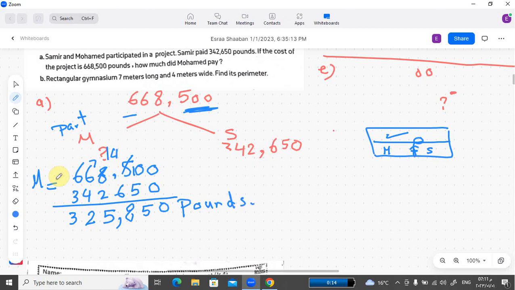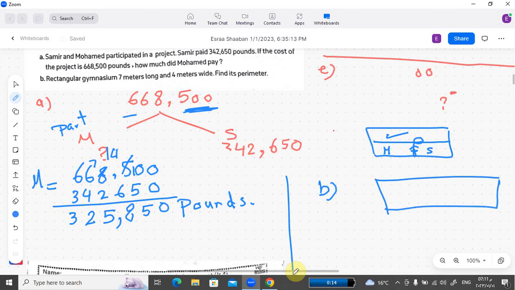Okay, letter B. Rectangular gymnasium 7 meter long and 4 meter wide. Find its perimeter. So this is a rectangle. We have 7 meter long and 4 meter wide. Okay, what is the perimeter?